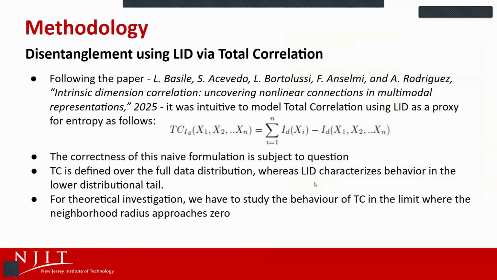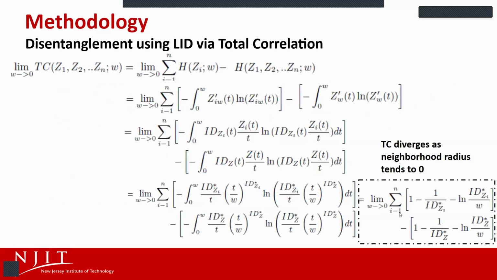Now let's look at the theoretical investigation of disentanglement using LID via total correlation. Following the paper, Intrinsic Dimension Correlation: Uncovering Nonlinear Correlations in Multimodal Representation, I intuitively model total correlation using LID as a proxy for entropy as follows. However, the correctness of this naive formulation is subject to question. Total correlation is defined over the full data distribution, whereas LID characterizes behavior in the lower distributional tail. For theoretical investigation, we have to study the behavior of TC in the limit where the neighborhood radius reaches 0.